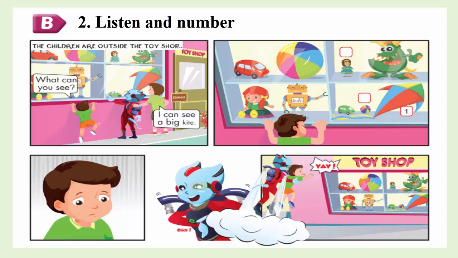2. What can you see, Tom? Oh, Ben, I can see a small doll. 3. What can you see, Alfie? I can see a ball. A big ball? No, a small ball. Oh. I'll help you, Ben. Yay, Alfie! I can see it now!